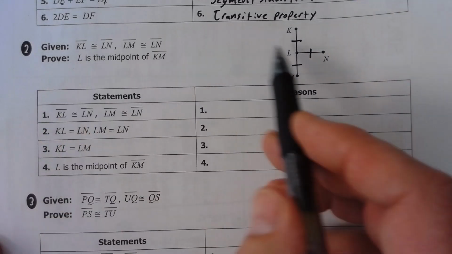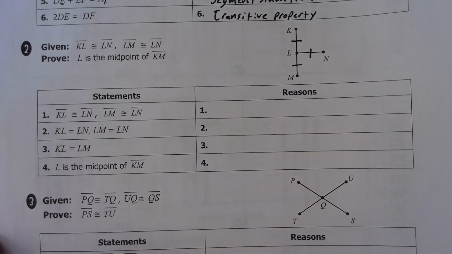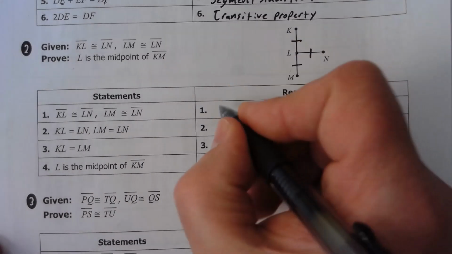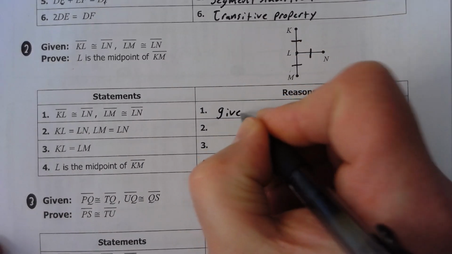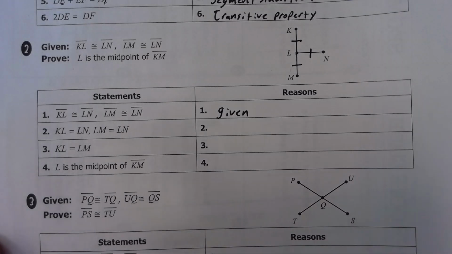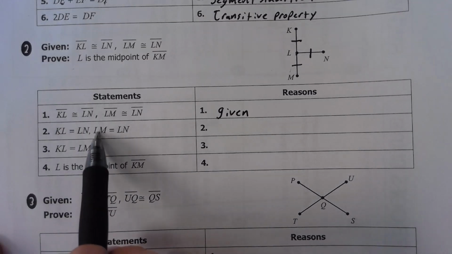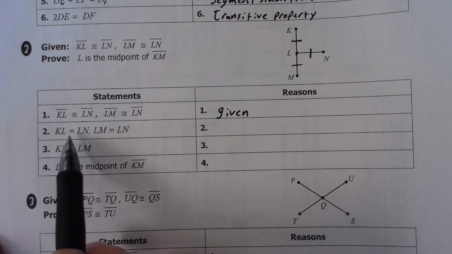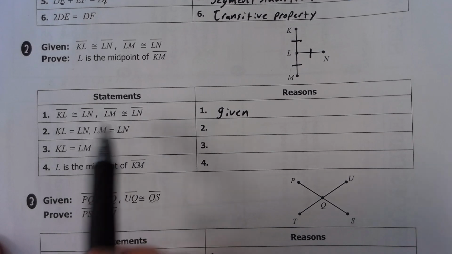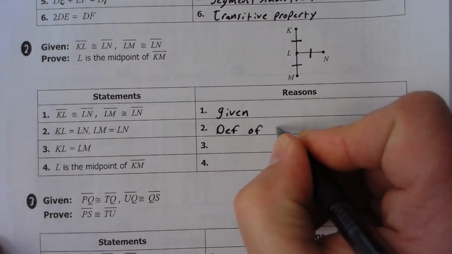So we're going to say that L is the midpoint of KM. So here we go. We've got this statement. That is our given. That's where we're starting from. It's always the first thing, your given. So now we're going to say KL equals LN, LM equals LN. This is your definition of congruence, how you can switch these signs to equal signs from the definition of congruence.